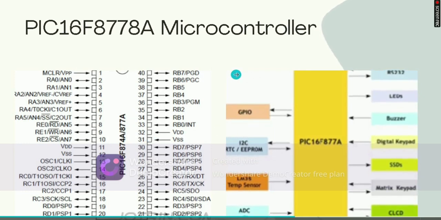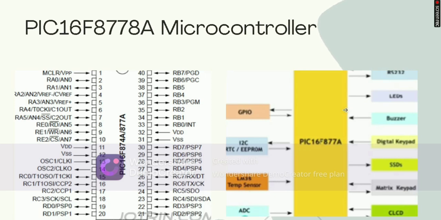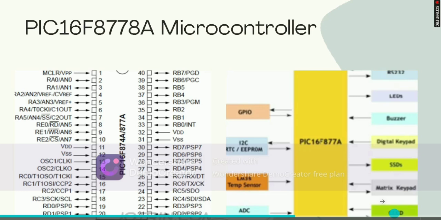So this is the pin diagram, pin functions. It consists of 40 pins. Here in peripherals, it consists of analog to digital converter, timers, buzzer, LEDs, digital keypad, matrix keypad, CLCDs, GPIO and EEPROM, a temperature sensor.